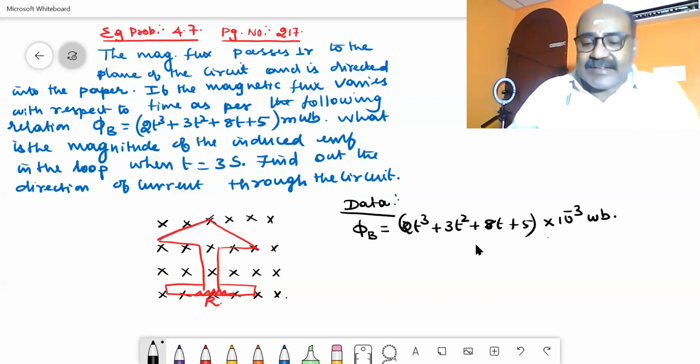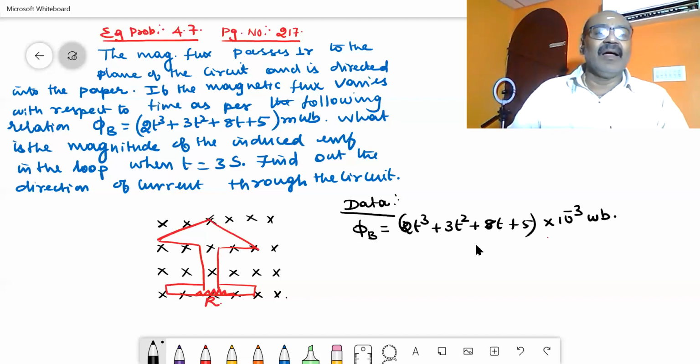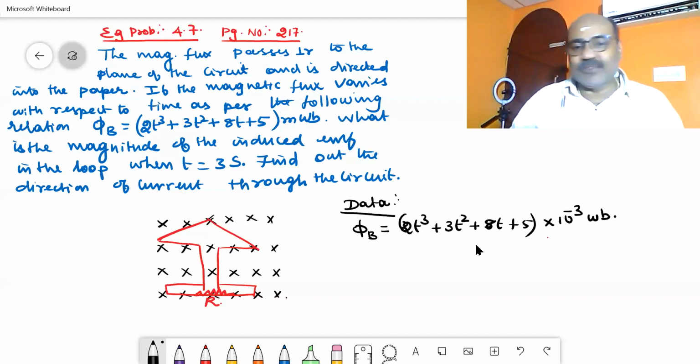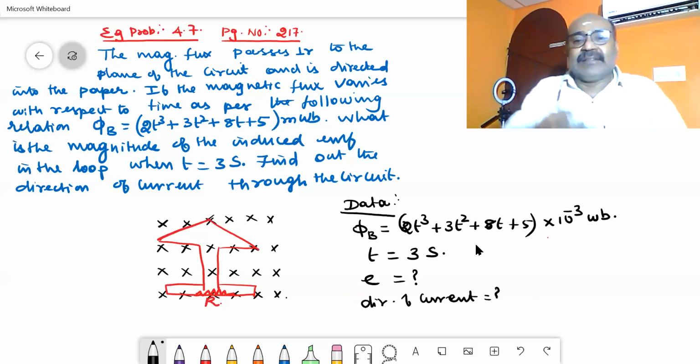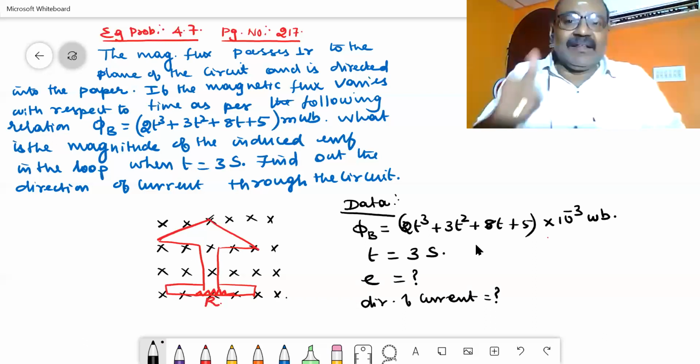Then what else is given? The number of turns is not available, so let us leave it out. Time is given as 3 seconds. You are asked to calculate the EMF first, and the second one, the direction of current, whether it is clockwise or anti-clockwise, with the help of the right hand thumb rule.